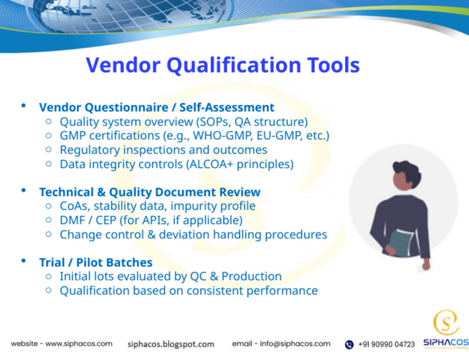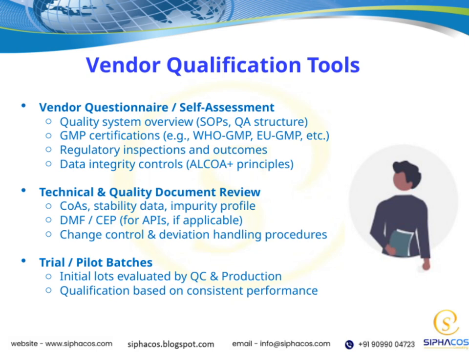Now, let's talk about trial or pilot batches. The initial lots are evaluated by both QC and production teams to confirm they meet specified criteria. Success here indicates the vendor can deliver consistent performance. Based on this, we qualify the vendor, which involves assessing their ability to produce reliable, high-quality batches over time.